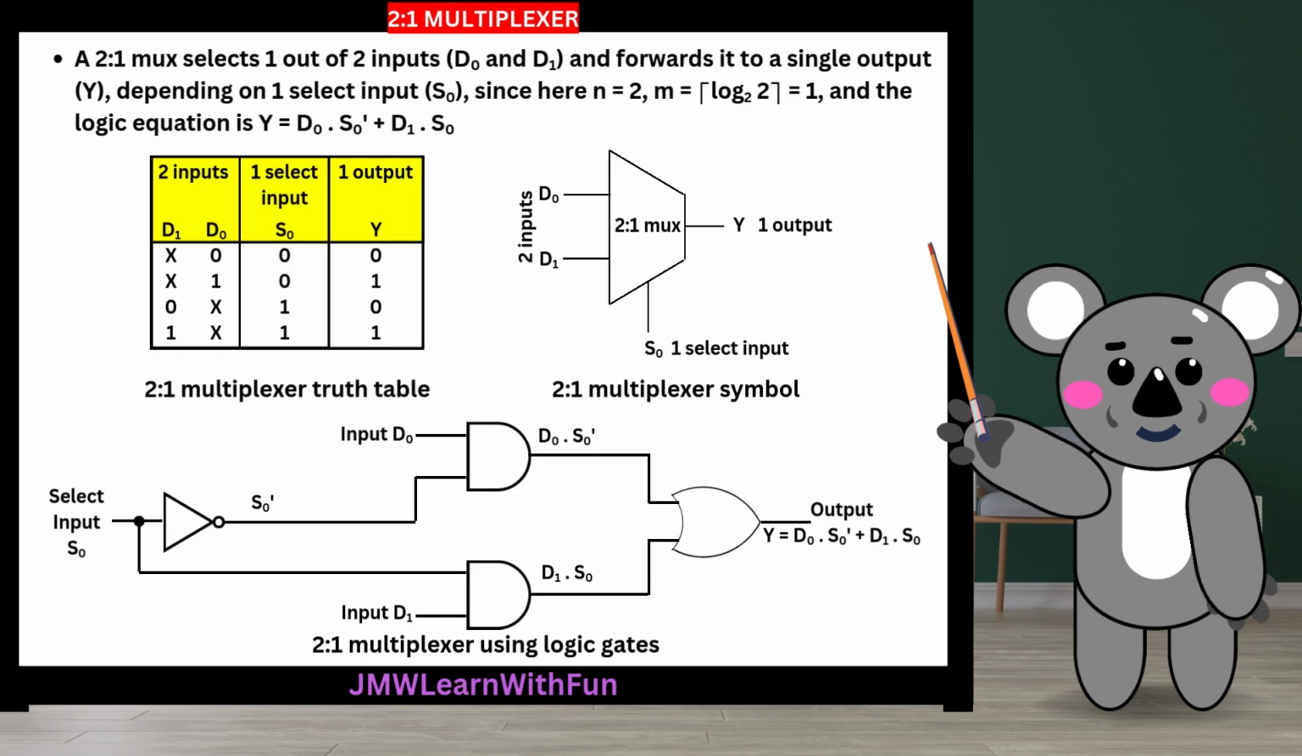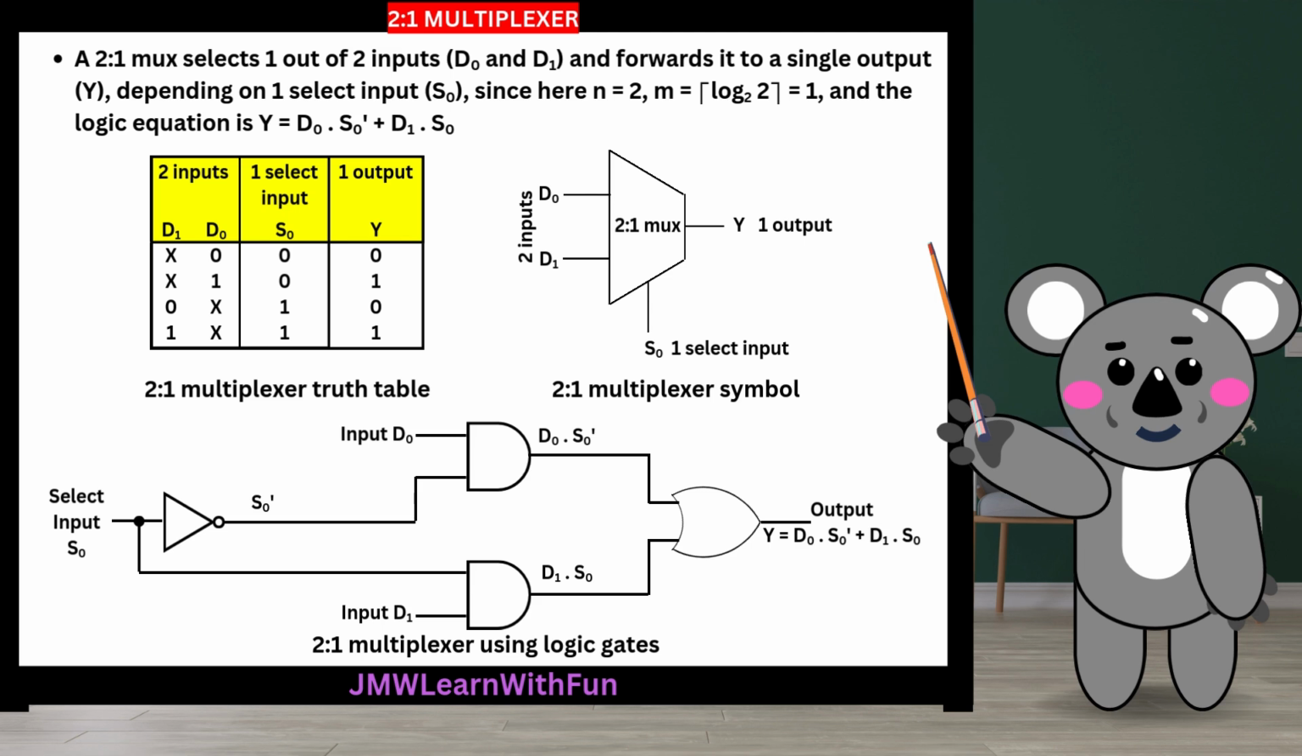A 2 is to 1 MUX selects one out of two inputs, D0 and D1, and forwards it to a single output, Y, depending on one select input, S0, since here n equals 2, m equals ceiling of log 2 to the base 2, equals 1, and the logic equation is Y equals D0 and not S0, or D1 and S0. The 2 is to 1 multiplexer truth table is shown, with two inputs D1 and D0, one select input S0, and one output Y.